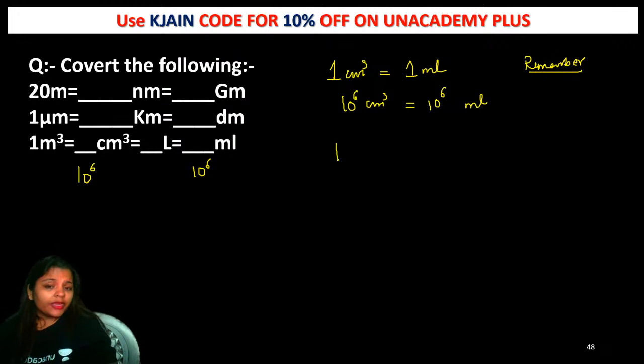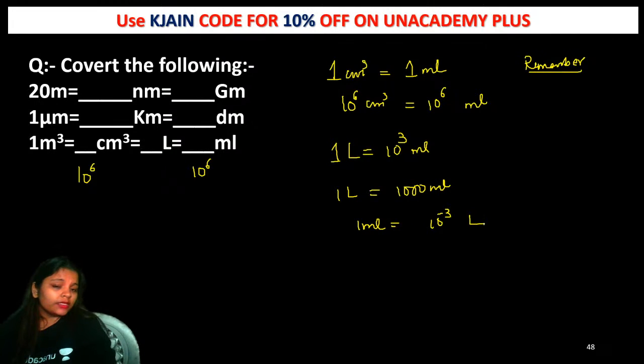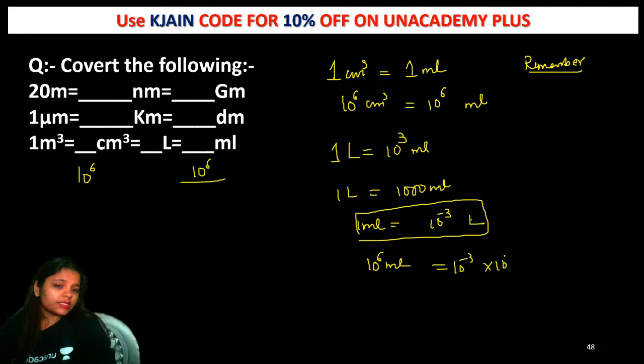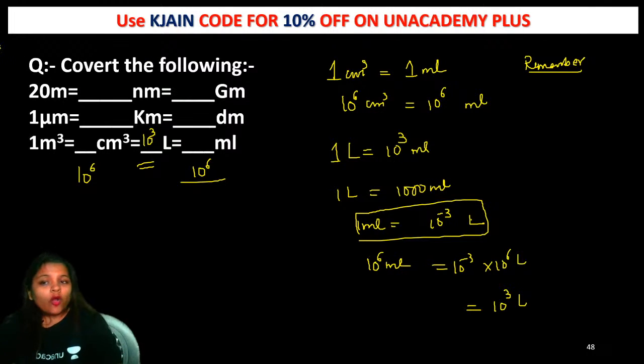Okay. Now I know 1 liter is equal to 10 to power 3 ml, or you can say 1 liter is nothing but equal to 1000 ml. So 1 ml will be equal to 10 to power minus 3 liter. I have just taken this 1000 in the denominator. So I got 10 to power minus 3 liter. So how much is 10 to power 6 ml? 10 to power 6 ml will be equal to 10 to power minus 3 multiplied by 10 to power 6. So that comes out to be 10 to power 3 liter. So we got 10 to power 3 liter over here.